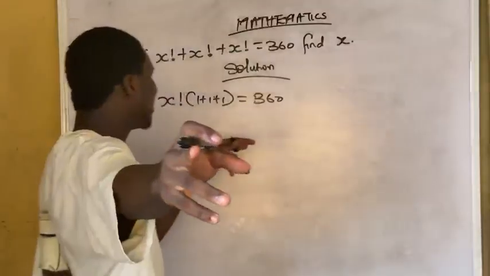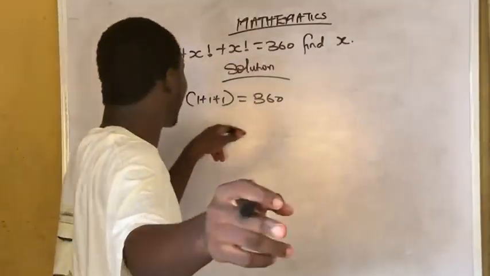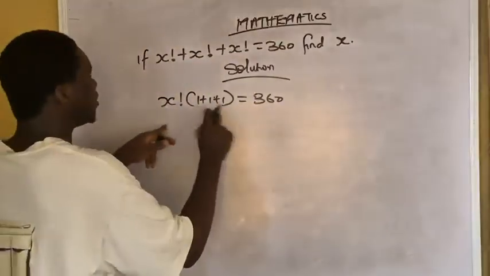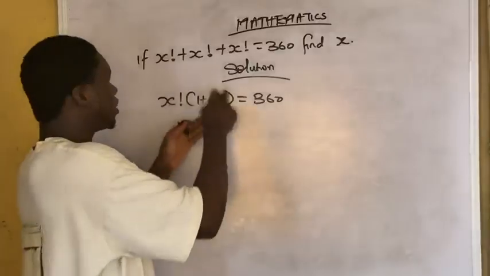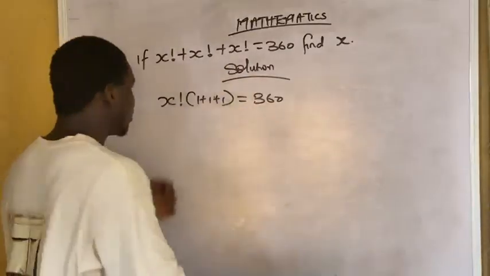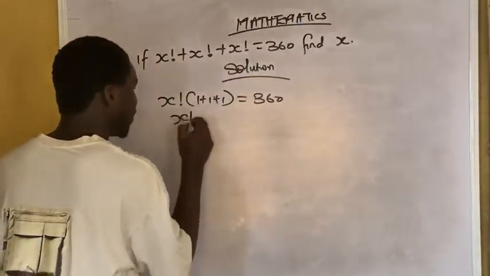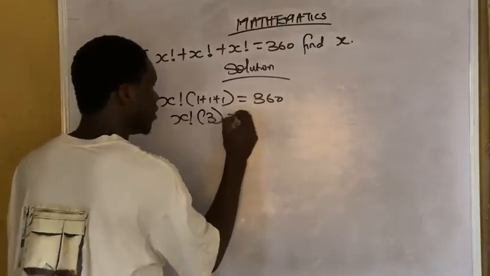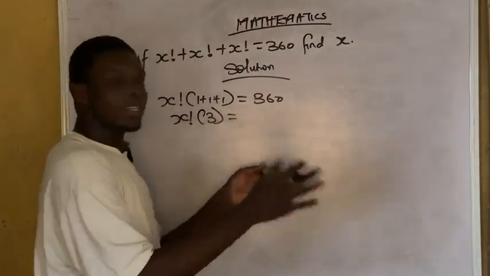Are you following me? So now moving on, what do we do now? Because even x factorial multiplied will still give us this value back. So now we continue. x factorial into bracket 3 will be equal to, we're equating it, right?